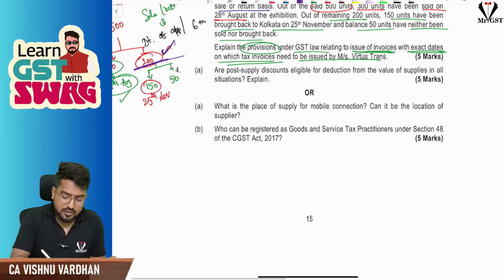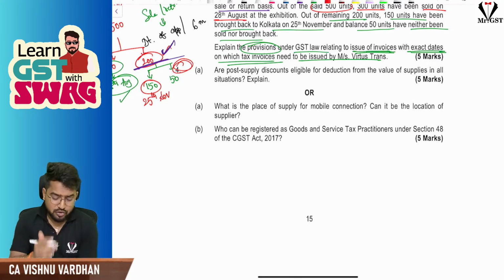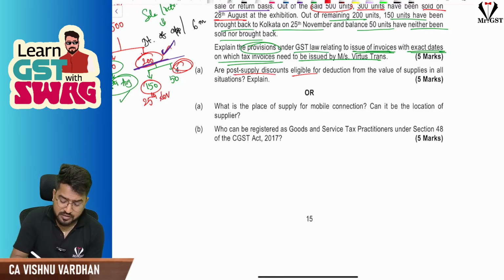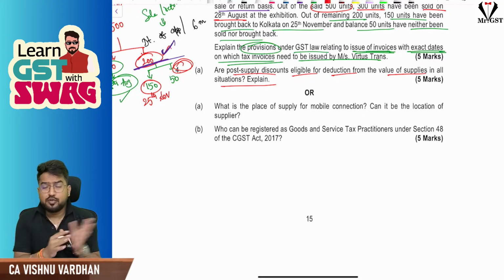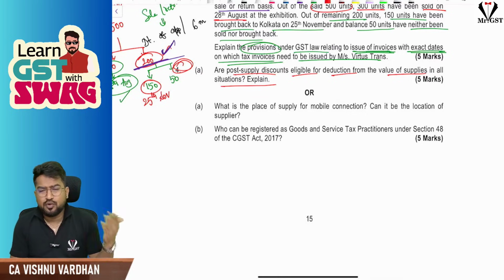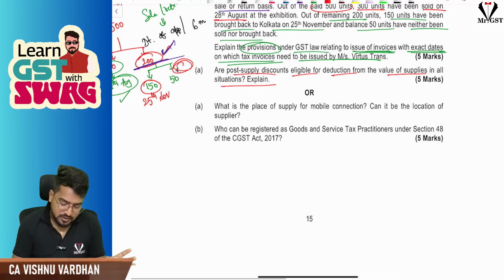Fine. Now the last question. As I told you in the previous MTP also, from some nook and corner they will frame some theory question. That is the trend, so please be prepared for this. They're asking: are post supply discounts eligible for deduction from value of supply in all situations? Explain. You should write the conditions for excluding post supply discount from value of supply. The discount is given as per the terms of the agreement which is already agreed, it is linked to a particular invoice, and the recipient should have reversed the proportionate ITC. If these conditions are satisfied, then only post supply discounts are eligible for exclusion from value of supply. That you have to mention there.